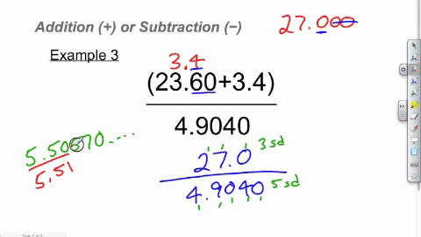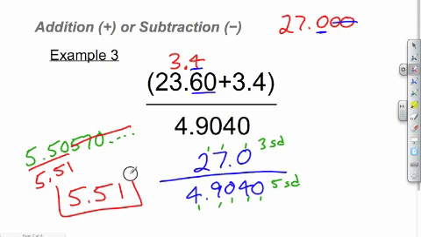And then I'm going to chop off the rest of that number. Because all of those digits come after the decimal, I don't need to replace them with zeros. So my answer becomes 5.51. And there you go.